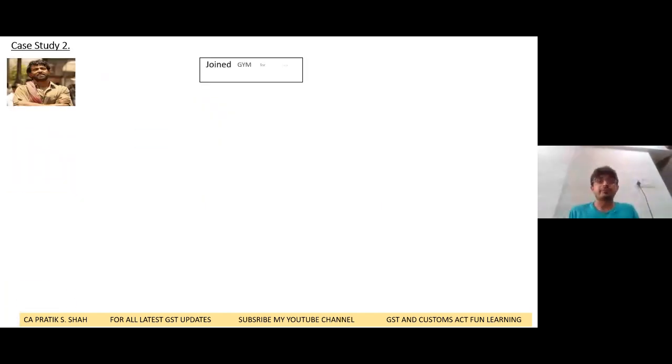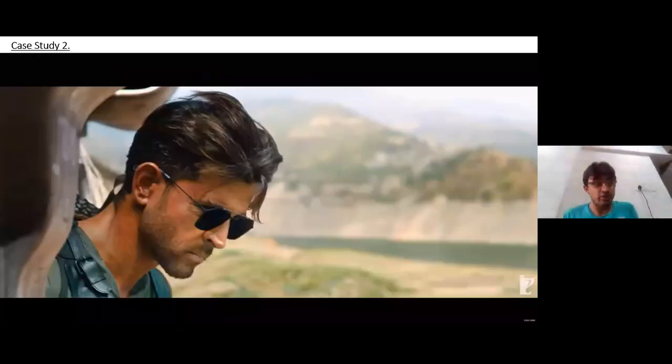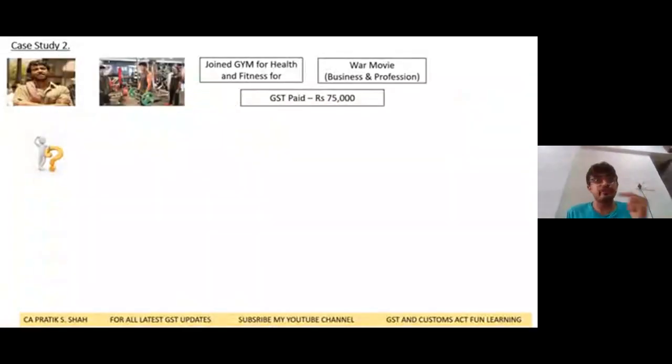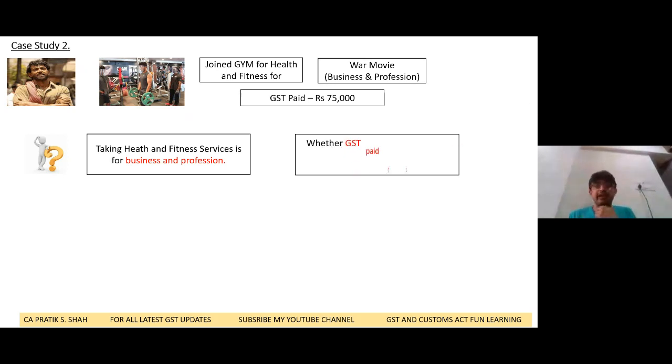Okay, case study number 2. Mr. Ritik Roshan joined a gym for health and fitness. Look how he's looking. For the movie War, for his profession, he joined this gym. GST paid is 75,000. So he took health and fitness service for business and profession. Whether GST paid of 75,000 for the health and fitness is allowed as ITC?